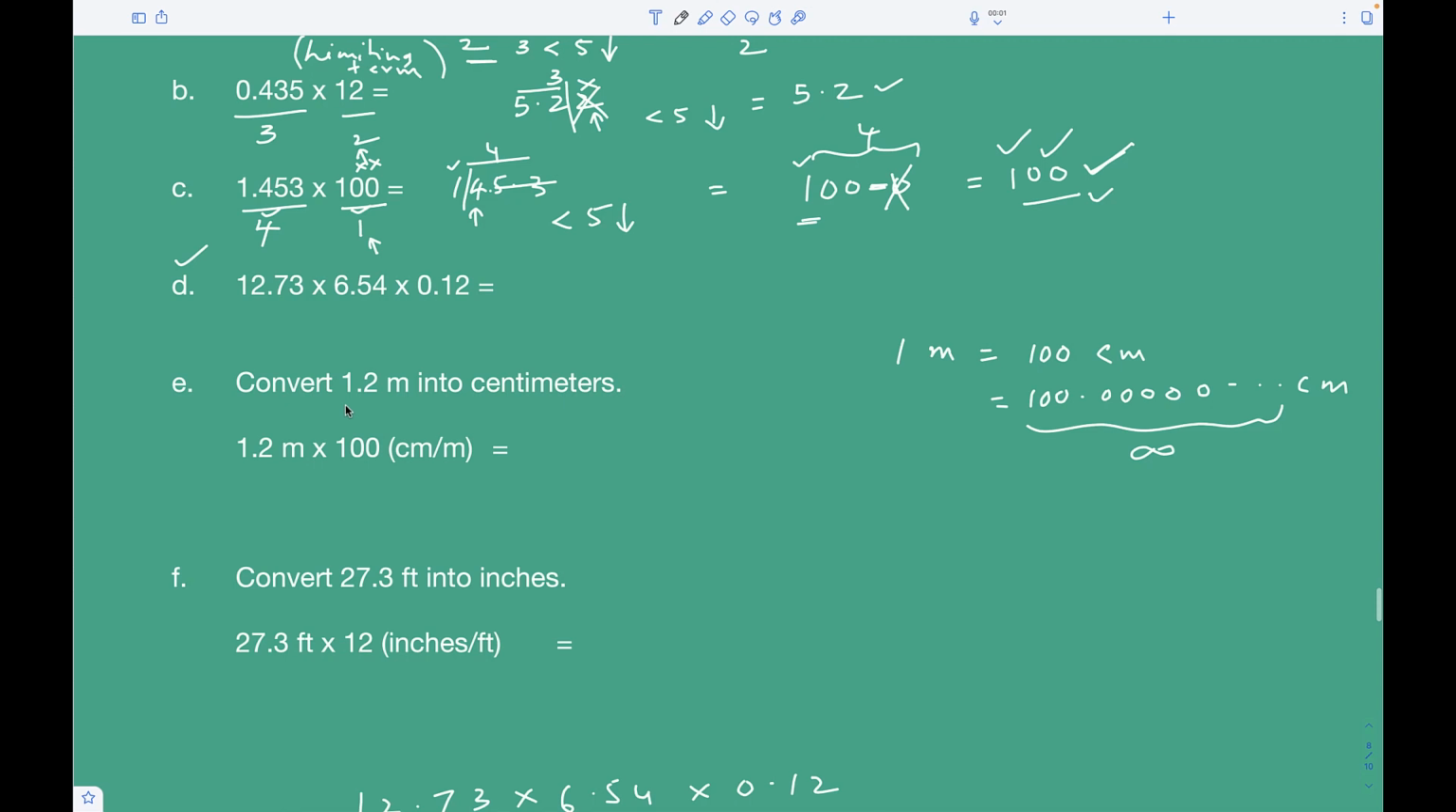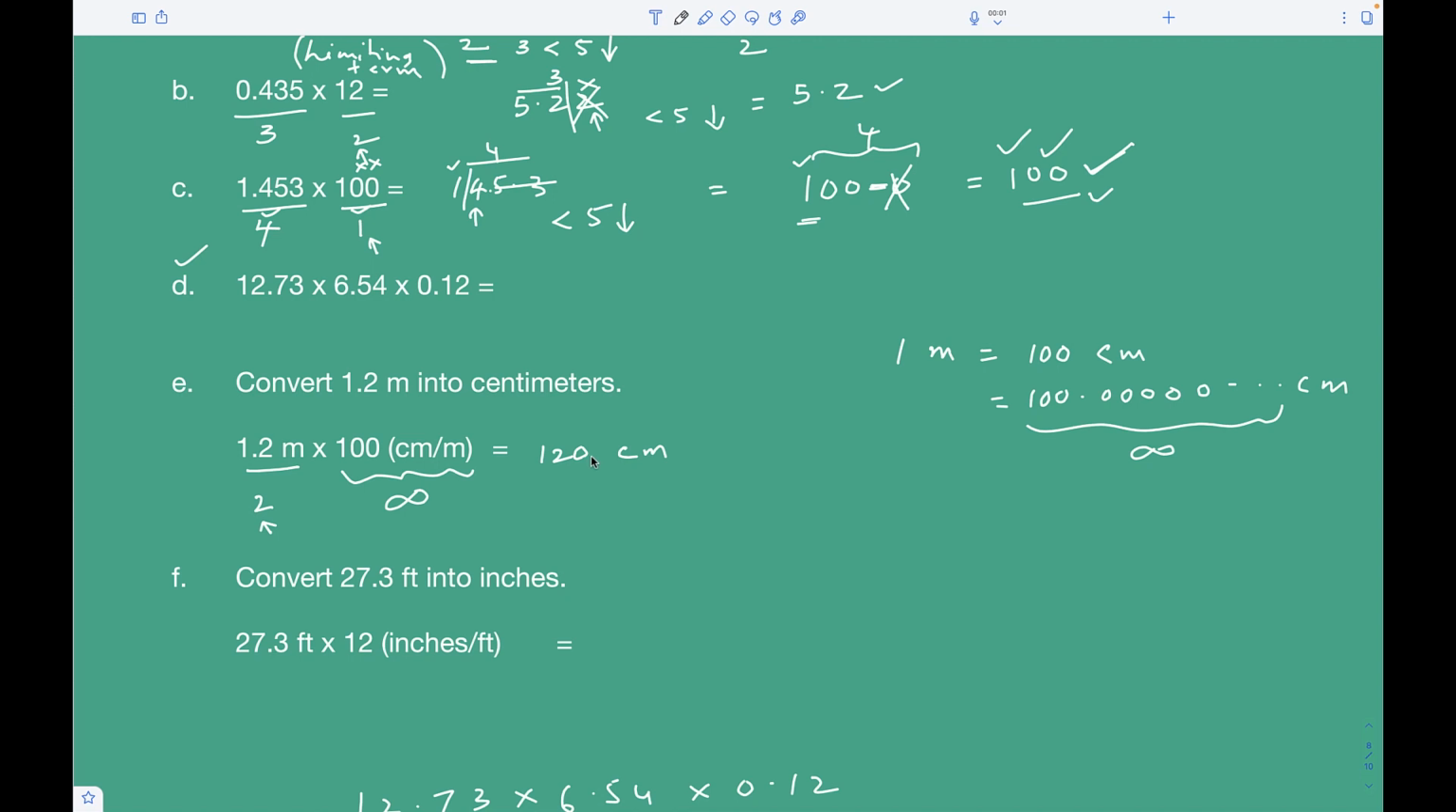So to convert 1.2 meters into centimeters, we have to multiply this with 100. And remember, this 100 has an infinite number of significant figures, and this term has only two significant figures. So this is the limiting term, so the result also must contain only two significant figures. So the answer here is 120 centimeters.